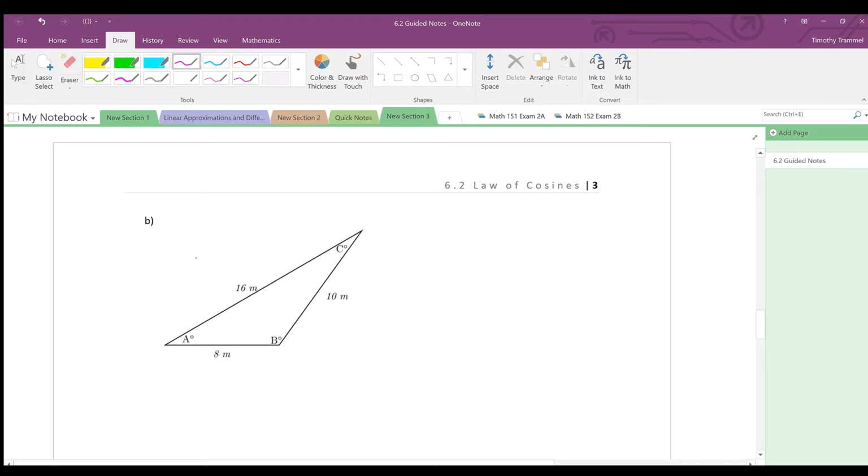What I'd like you to do from here is pause the video and try out this example.